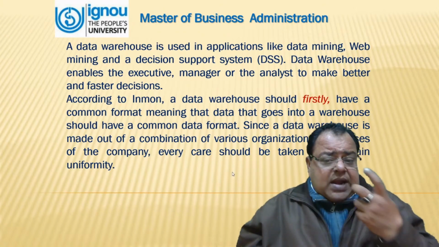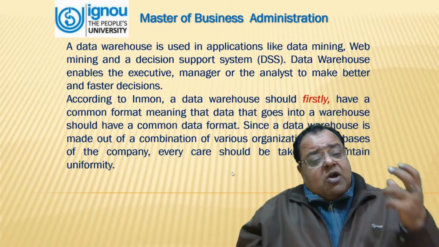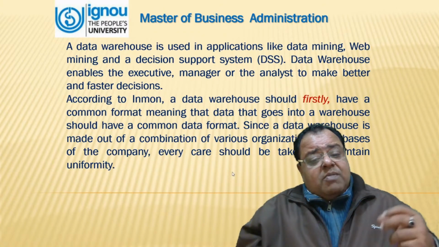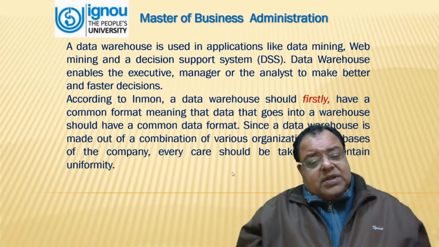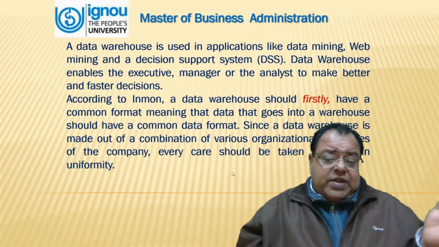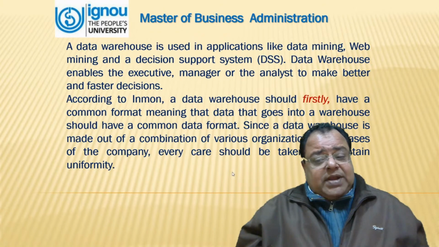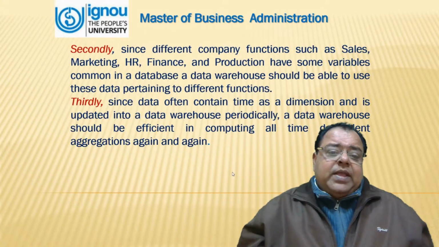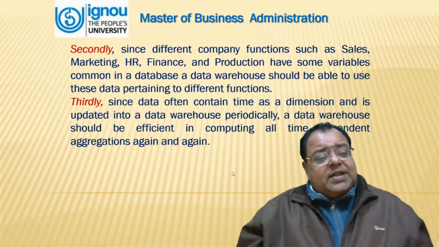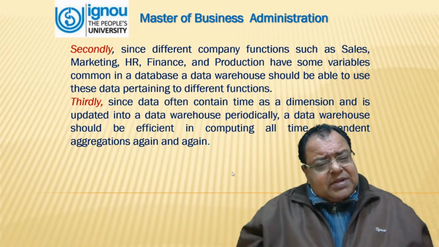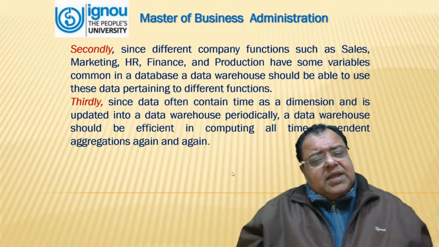According to Inmon, a data warehouse should firstly have a common format, meaning that data that goes into a warehouse should have a common data format. Since a data warehouse is made out of a combination of various organizational databases of the company, every care should be taken to maintain uniformity. Secondly, since different company functions such as sales, marketing, HR, finance, and production have some variables common in a database, a data warehouse will integrate these data pertaining to different topics.